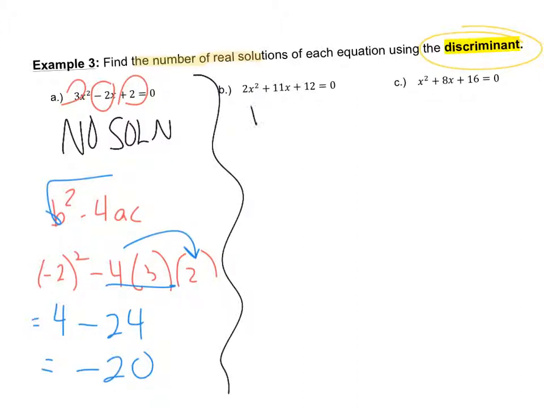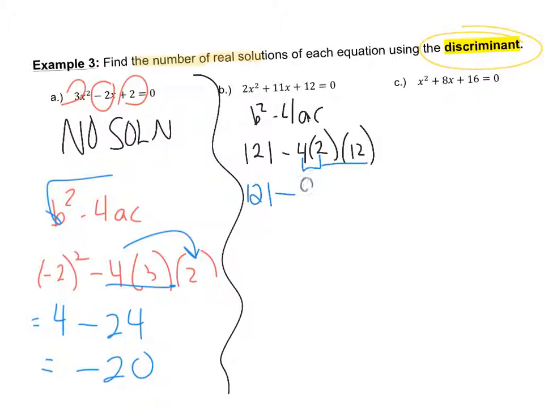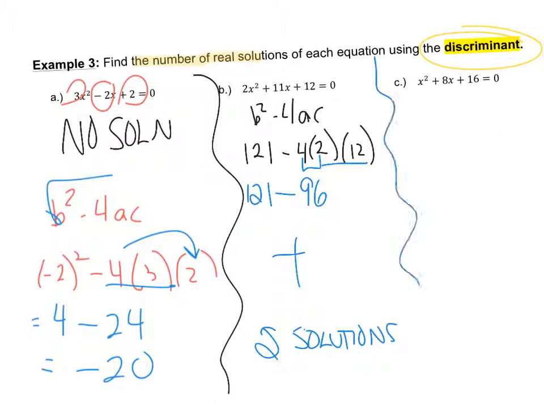As opposed to this one, b squared minus 4ac, b is 11. 11 squared is 121, minus 4 times a, which is 2, and c, which is 12. I do my multiplication. 121 minus, well, 4 times 2 is 8. 8 times 12 is 96. I'm going to get a positive answer. I don't even need to do the math, I just know I'm getting a positive. That means I have 2 solutions, because you could take the square root of a positive and get positive and negative. I'm not solving for the x, I'm just saying how many solutions.